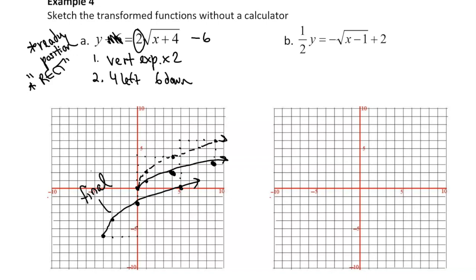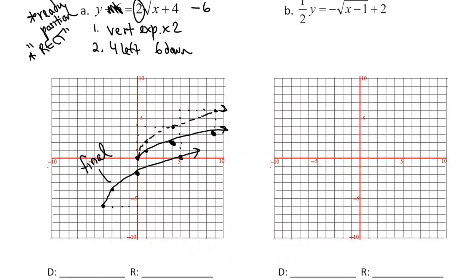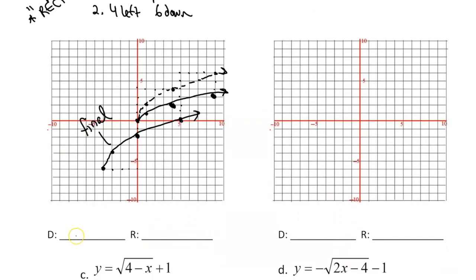So from there, you can answer what the domain and what the range is, and it looks like our domain would be everything greater than or equal to -4, and our range is everything greater than or equal to -6. So here we can say domain is x is greater than or equal to -4, and range is everything greater than or equal to -6.